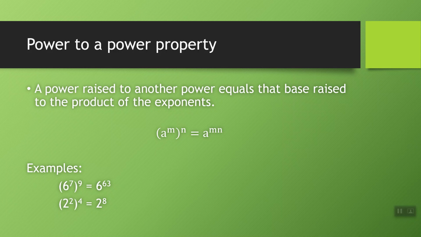2 squared raised to the 4th power is 2 to the 8th, because 2 times 4 is 8. And in this one, I'll break it down for you. 2 squared to the 4th power means you have 4 2 squareds.